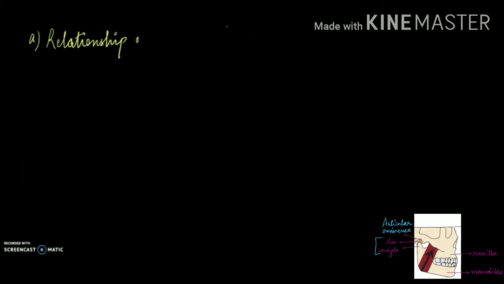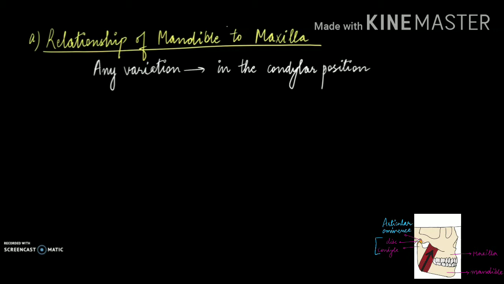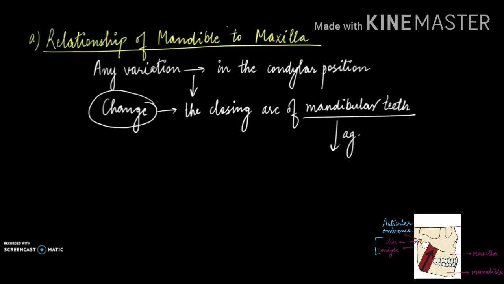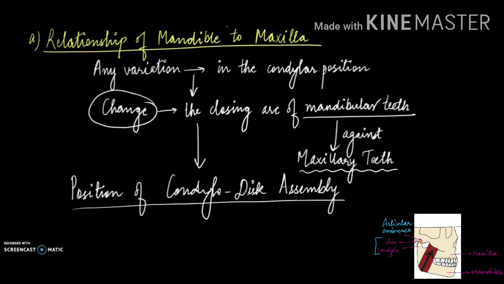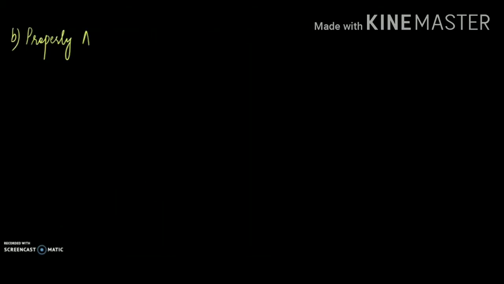Starting with the first point, that is relationship of mandible to maxilla. Any variation in the condylar position will change the closing arc of mandibular teeth against the maxillary teeth. Hence the position of the condyle disc assembly determines the maxillomandibular relationship during jaw closure. This means that if the position of the condyle changes, it will change the closing arc of lower teeth against the upper teeth.